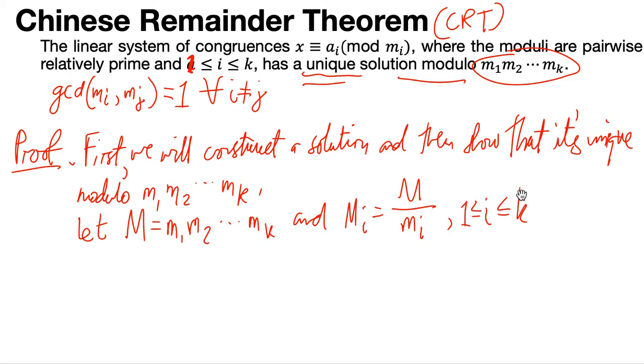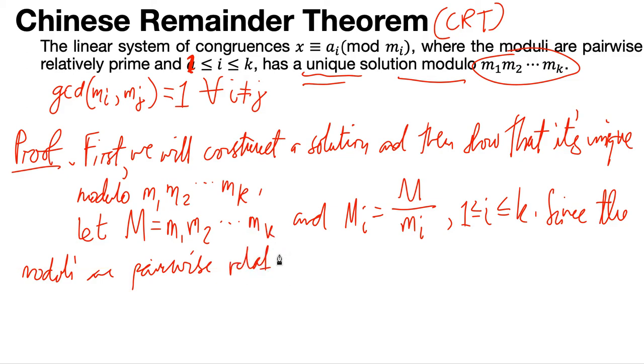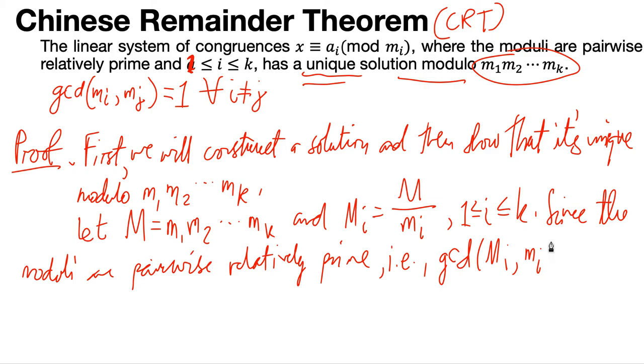inclusively. So since the moduli are pairwise relatively prime, that is to say that the GCD, the greatest common divisor, of big M sub i and small m sub i is equal to 1 for every i.